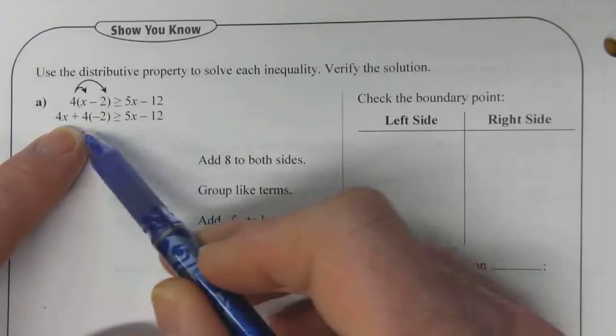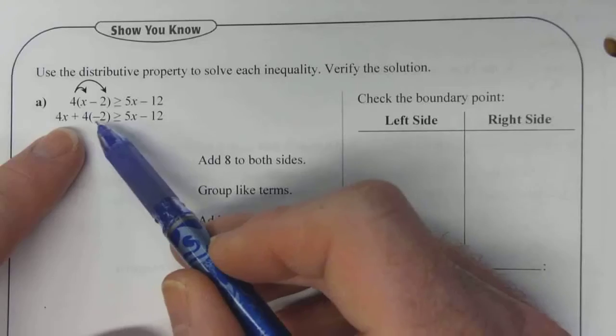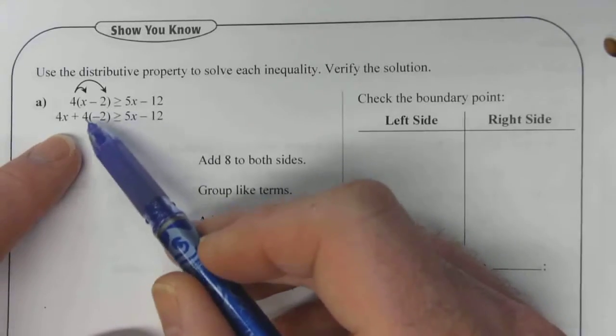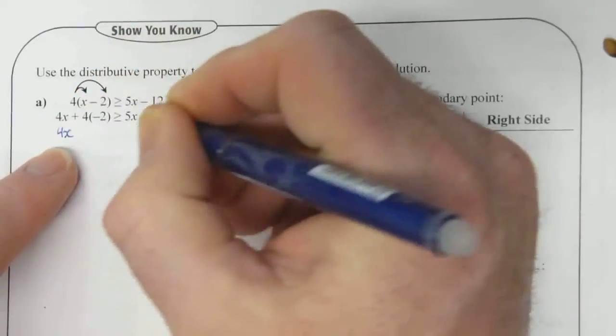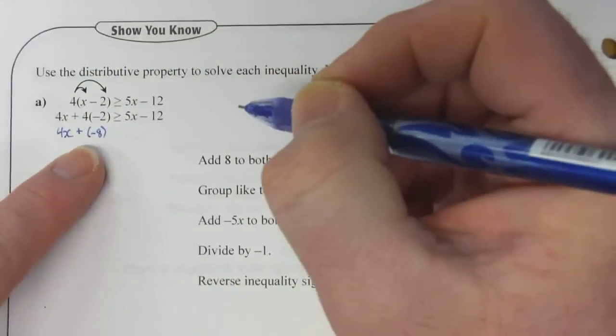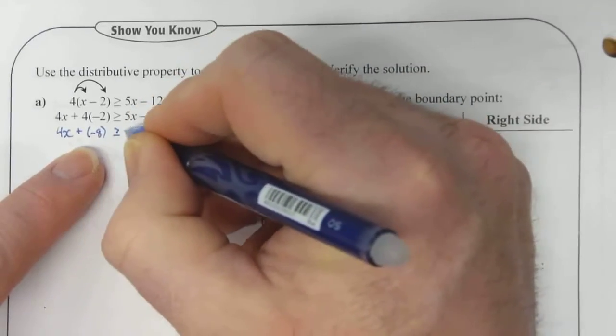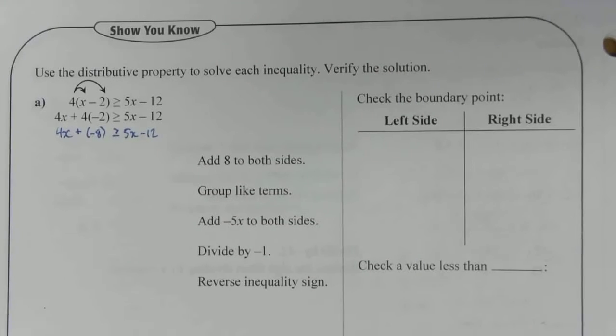And then it's still greater than or equal to 5x minus 12. So they've done the distributive property already. So we just need to simplify it a little bit. And to simplify it, we can do this 4 times negative 2. So we've got 4x plus, and then in this case it's negative 8, is greater than or equal to 5x minus 12. So that's the first step, is to turn that 4 times negative 2 into a negative 8.